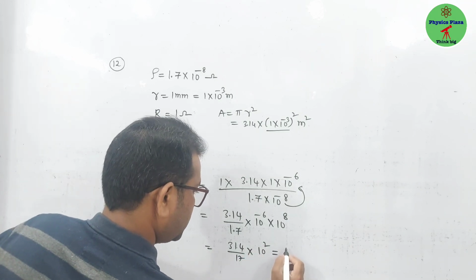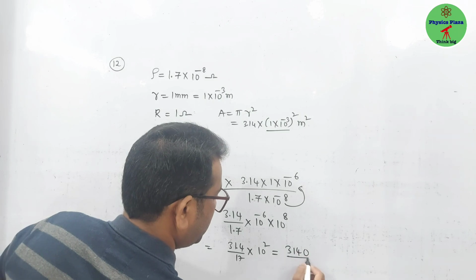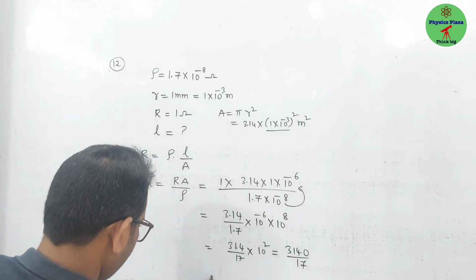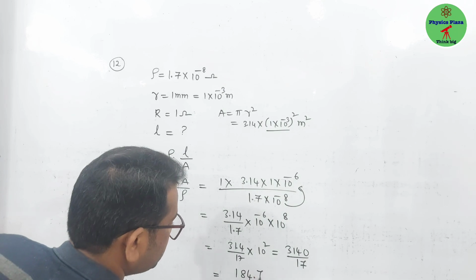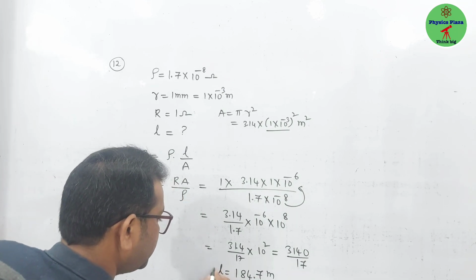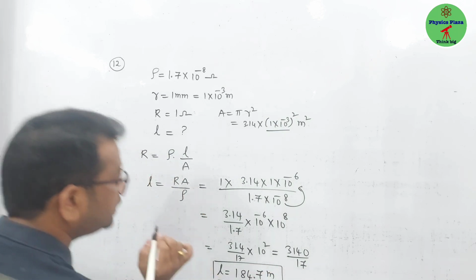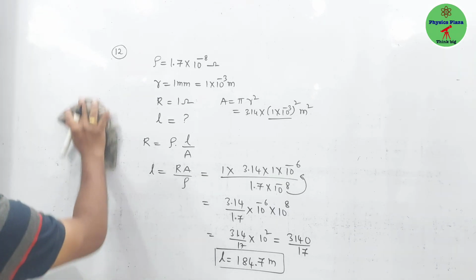So this is nothing but 3140 by 17. If we simplify this, we'll get 184.7 meters. This is the length of the given conductor. Just in the simplification, we should have some patience, then we'll get the solution. Fine, children.